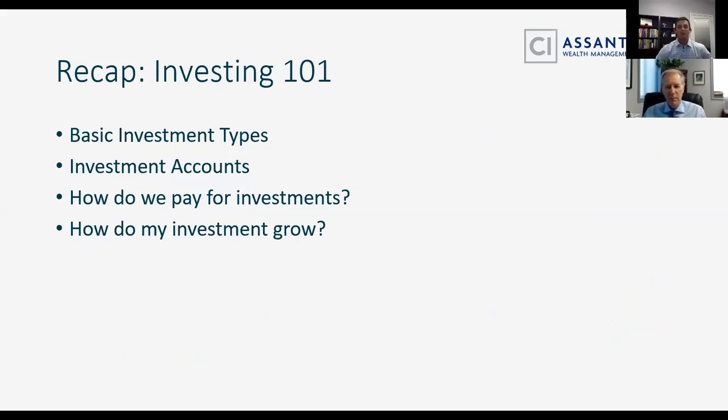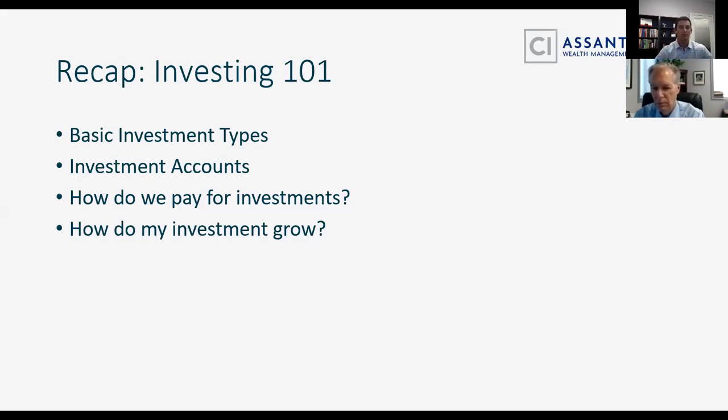In our last webinar, we went over the basic investment types. So these are equities or stocks, which are our growth-oriented investments. These are the ones we're expecting to grow more over the long term. We have fixed income investments, such as bonds and GICs. These are our defensive investments. So we're expecting a little bit of interest income, but relatively stable, not a whole lot of changes in value.